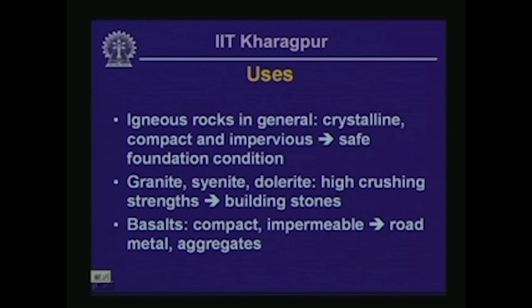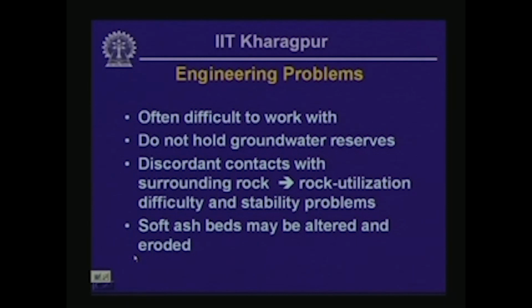Examples are granite, syenite and dolerite. Then many basalts and other types of igneous rocks are compact and impermeable, so they are used as road bed metal and other aggregate resources. So these are some chief uses of igneous rocks, and igneous rocks also contain veins of precious and semi precious metals. So these are the primary engineering uses of igneous rocks.